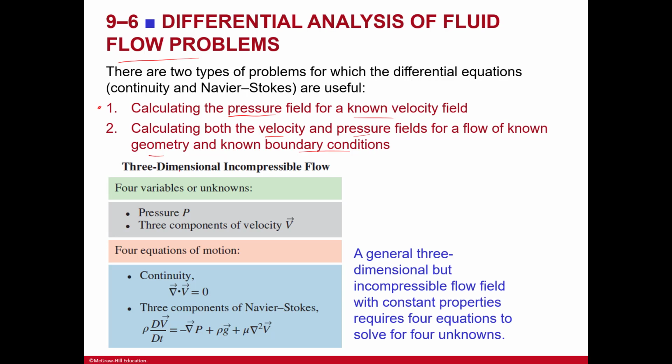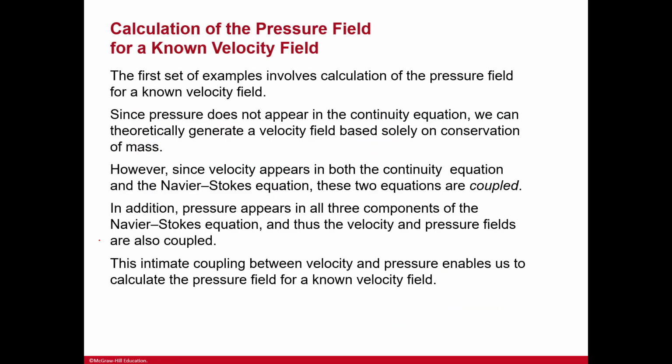And then here it shows you four variables or unknowns for the equations of motion. So here you have the calculation of the pressure field for a known velocity field. The first set of examples involves calculating the pressure field for a known velocity field. Since the pressure does not appear in the continuity equation, we can theoretically generate a velocity field based solely on the conservation of mass.